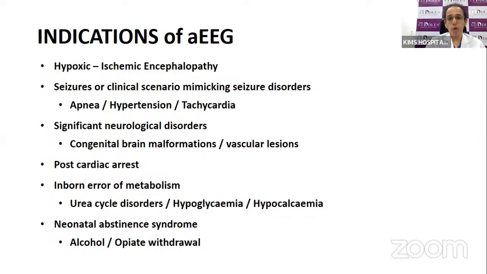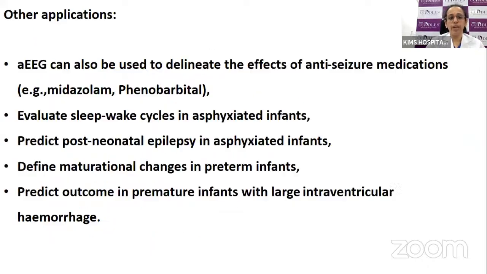Post cardiac arrest, hypoxia can lead to seizures. In those conditions also, we can monitor with aEEG. And when we have a baby where we suspect inborn errors of metabolism, like urea cycle disorders, amino acid based disorders, or metabolic abnormalities like hypoglycemia, hypocalcemia, then also we can monitor with the aEEG. And in the case of some maternal intoxications, and to detect withdrawal symptoms in the babies like alcohol and opiate withdrawal, we can also monitor the baby using the amplitude integrated EEG.